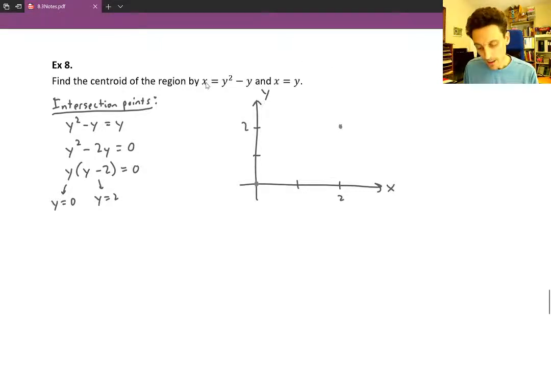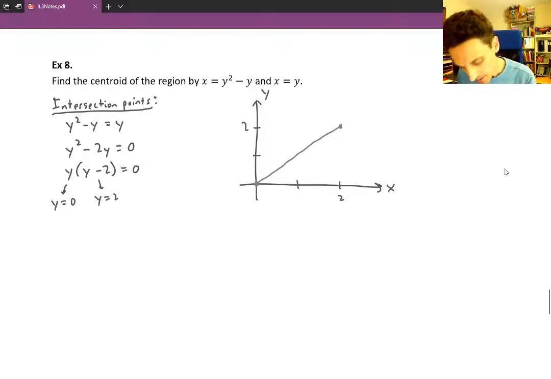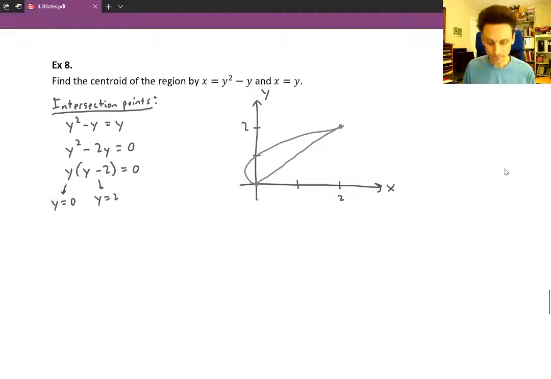Now if we look at the second curve, it's x equals y. That's just a line. And if we look at the first curve, we have x equals y squared minus y. That's a parabola that's opening to the right. Now if the parabola is going to intersect those 2 points, then it's going to look something like this. It's going to look something like that, opening to the right. So it'll intersect (0, 0) and (2, 2), and open to the right. So there's a little region there. I don't know what the x value is of that vertex, but we don't really need to find that out in this case.